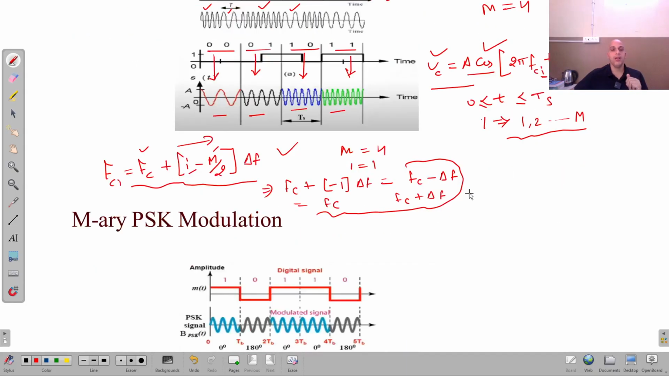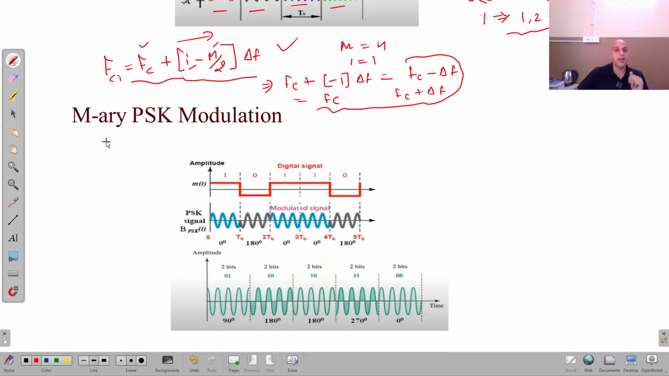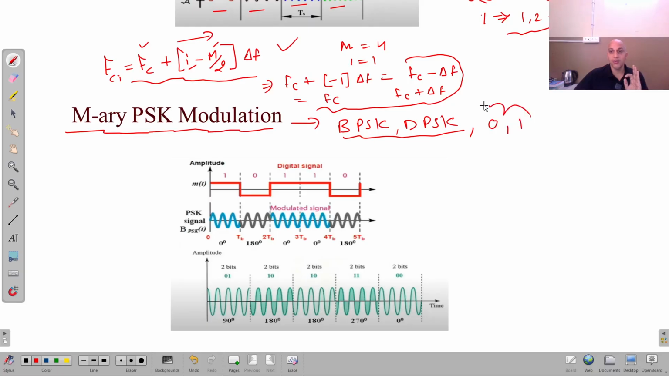Now I am coming to the next one, that is M-ary phase shift keying modulation. Now we know very well that in BPSK, and even in DPSK, differential phase shift keying, we are using only two phase angles, one for 0 and one for 1.